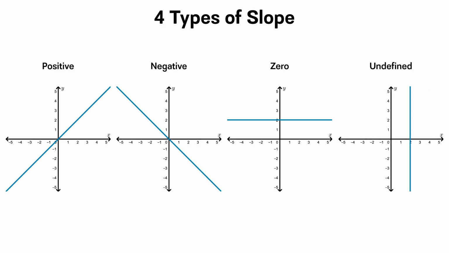Finally, undefined slope is a vertical up and down line. This means the vertical change is a number because the line is going up, but the horizontal is not changing at all. Therefore, our rise is some number, and the run is 0 because there is no horizontal change. A number divided by 0 is undefined, so that's why we call this type of slope undefined.